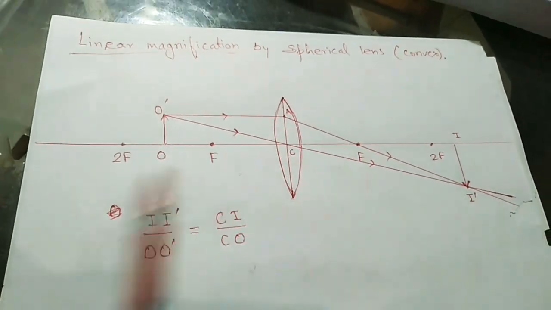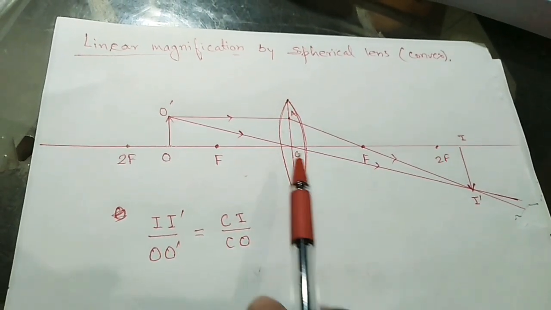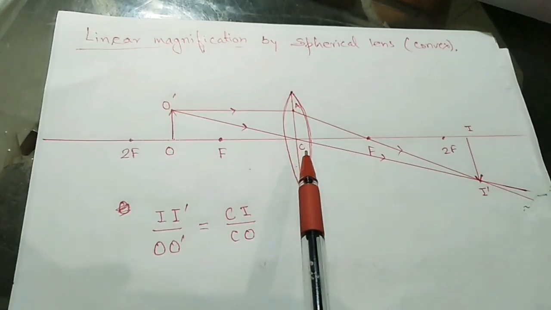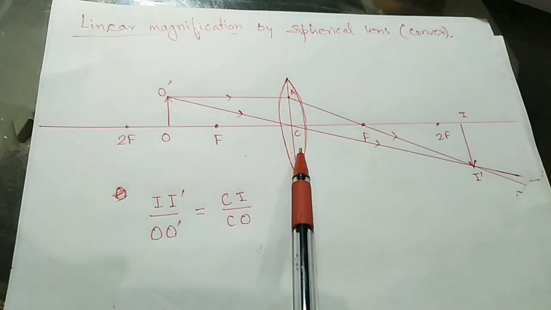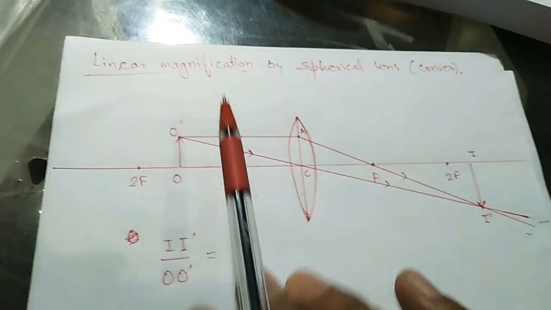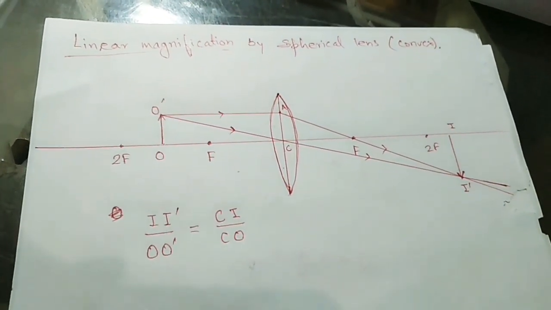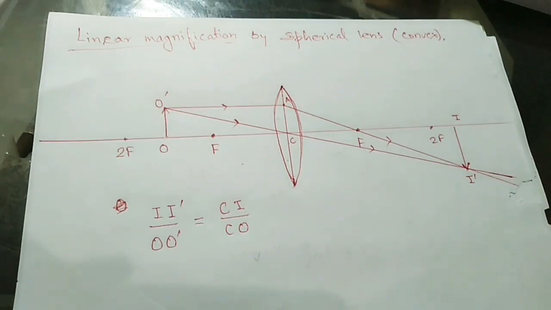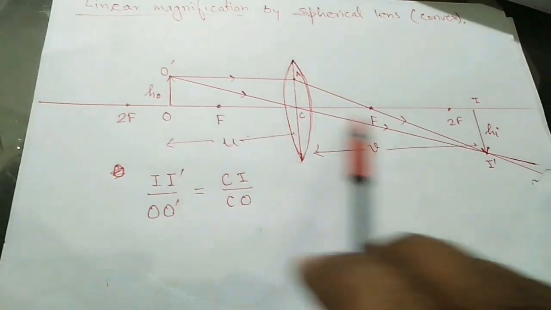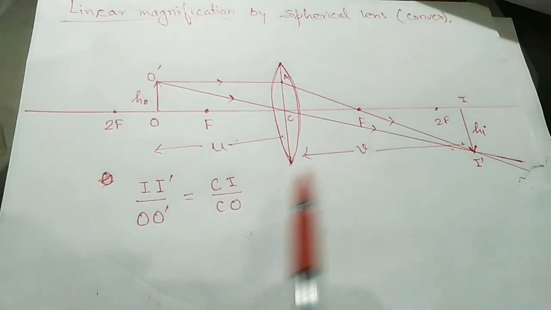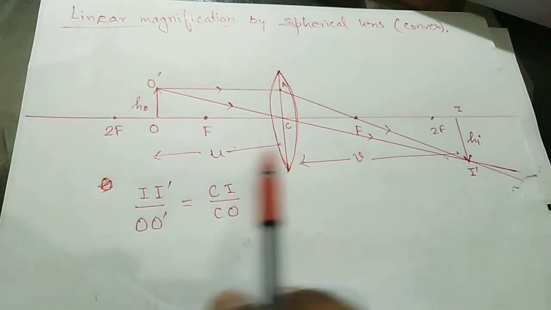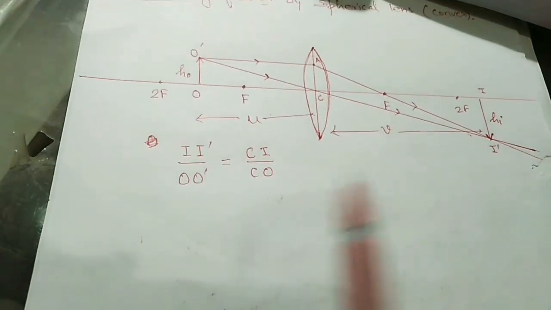This is same as you have seen in the case of spherical reflecting surfaces, means you can say in the case of mirrors. So here the definition remains same for the linear magnification, which is defined as the ratio of size of image to the size of object. I'm going to prove the same first, taking the object height HO, image height HI, distance of image V, distance of object U. Let's put all the values here.